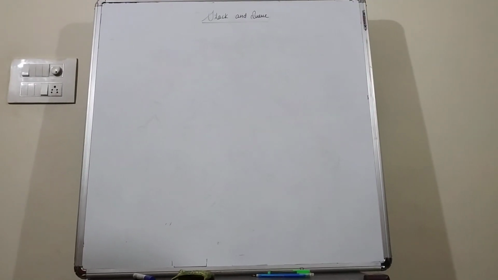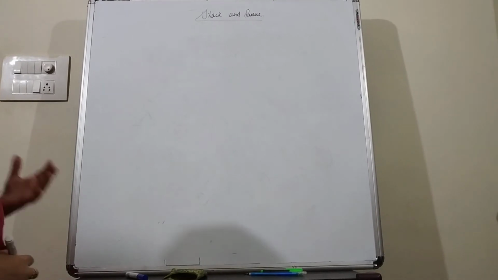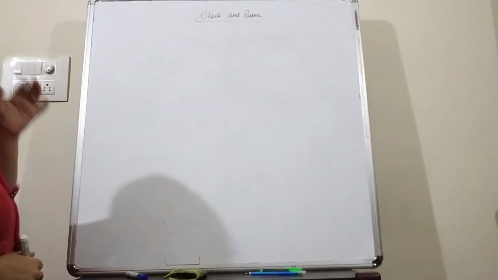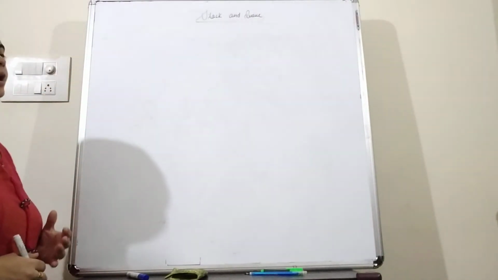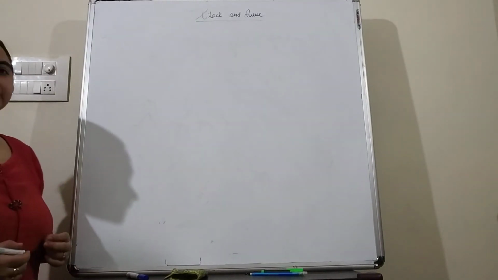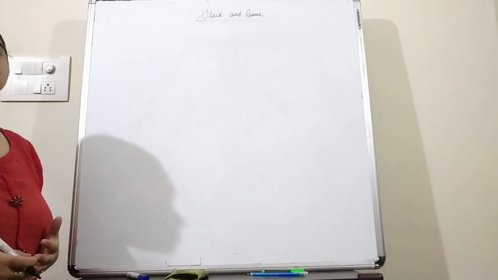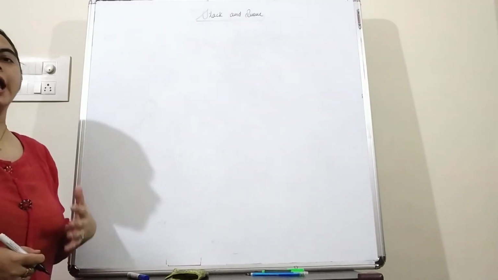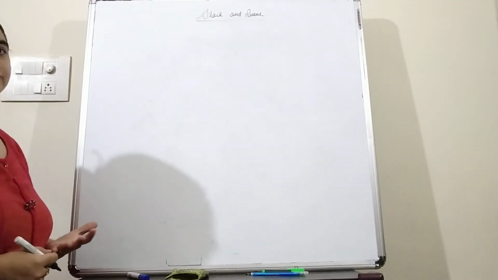Stack and queue. Stack and queue are also linear data structures. So students, we can discuss both stack and queue one by one. First is stack. Stack is a linear data structure in which the elements are inserted and deleted at the top of the stack.